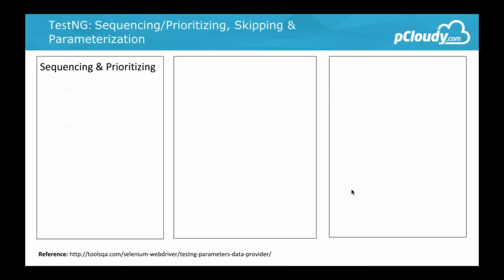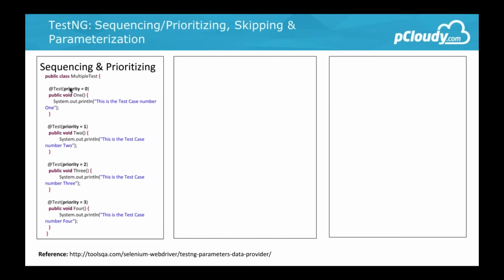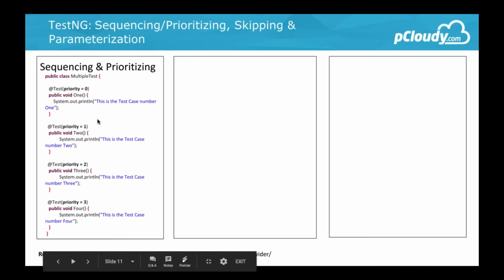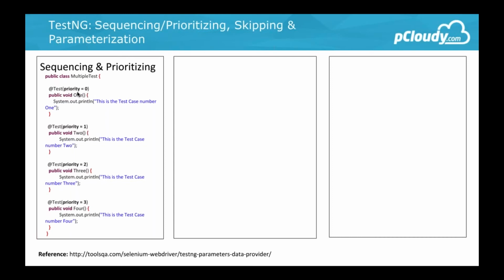Sequencing and prioritizing. In every test we can mention what the priority is. So this is test case number 1, test case number 2, 3 and 4. But if I change the priority, I don't know which methods will be executed first. So if I give it the priority, it will index on the basis of the priority keyword, and it will execute the first test case, then the second, third, and then the fourth.